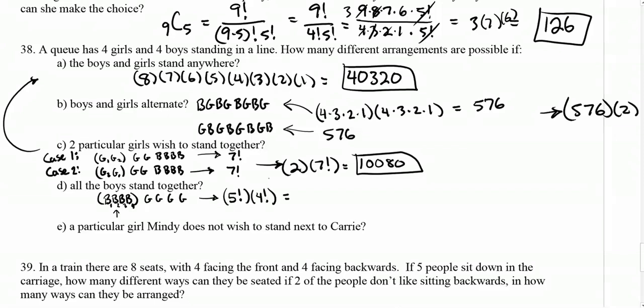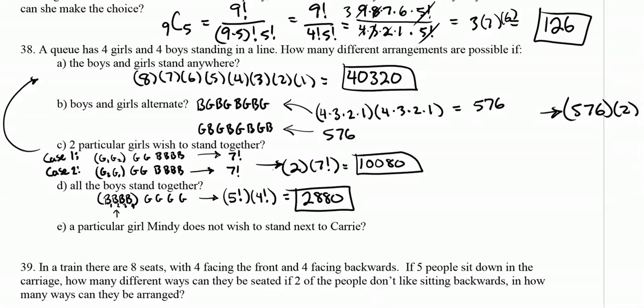And using a calculator, we get 2,880 ways. And then E, a particular girl, Mindy, does not wish to stand next to Carrie. So we want to see how many different arrangements there are where Mindy is not standing next to Carrie.